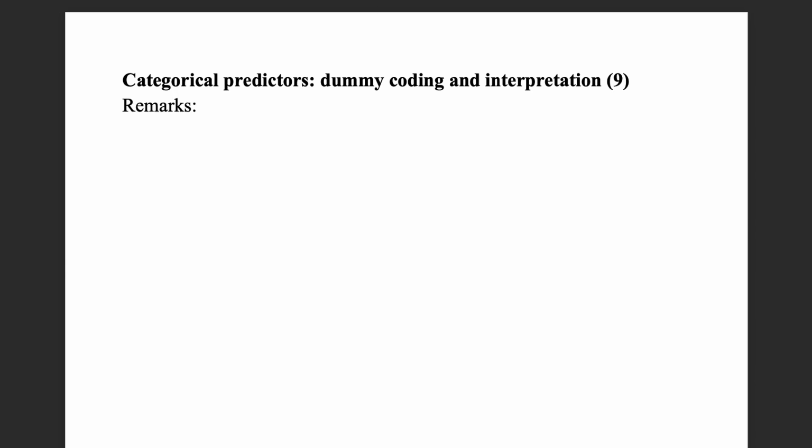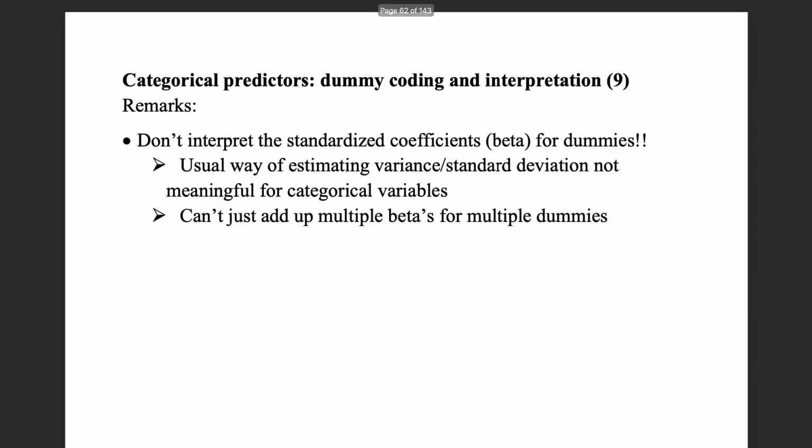Now, a couple of remarks on working with dummy coding. One is interpreting these effects of dummy variables by looking at the unstandardized coefficients is great. Don't try to interpret the standardized coefficients, so what we sometimes refer to as the beta coefficients. Why? Well, remember, what are these standardized coefficients? What do they represent? They represent the effects of our x variables on our y variable if we would have standardized those variables, so if we have calculated z-scores for our y and our x variables.